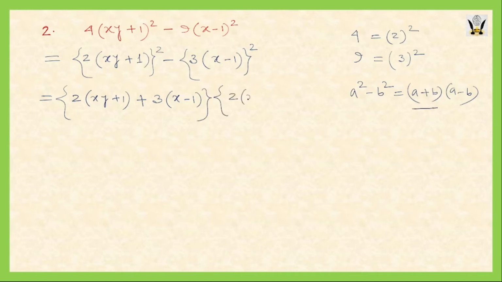So a again, 2 multiplied by xy plus 1 and then minus b. So minus b means minus and then this factor 3x minus y. Now what we have to do is, again we have to simplify a little bit.